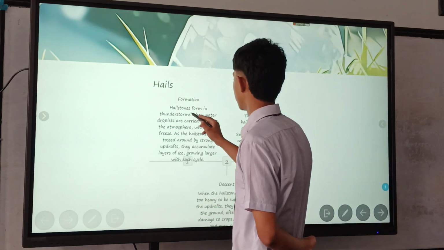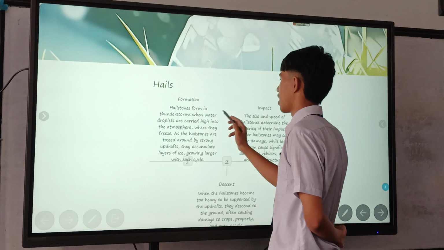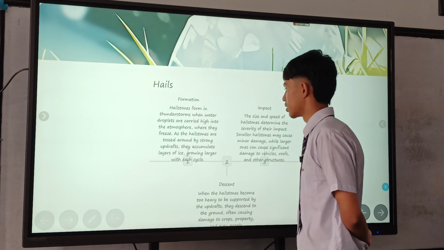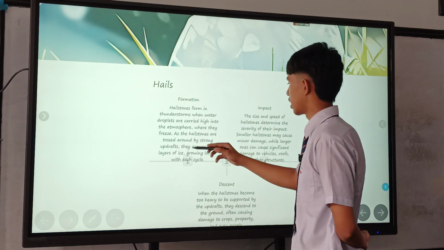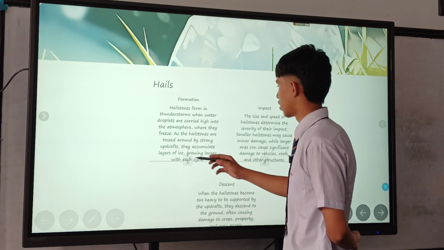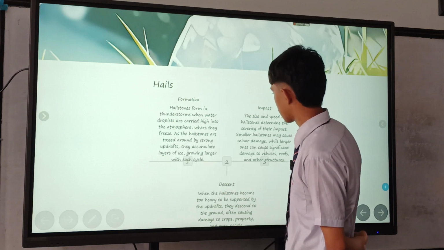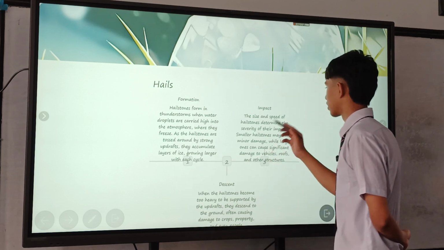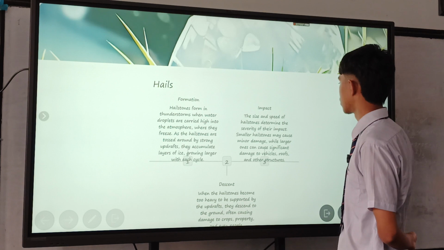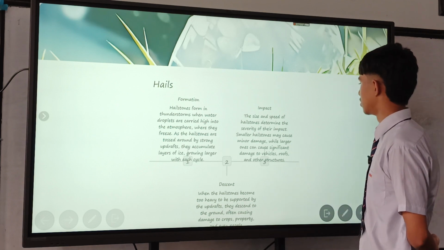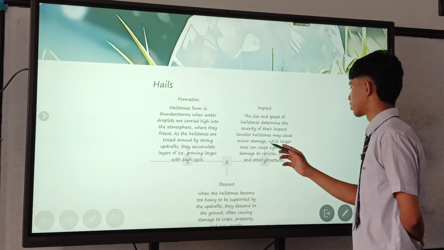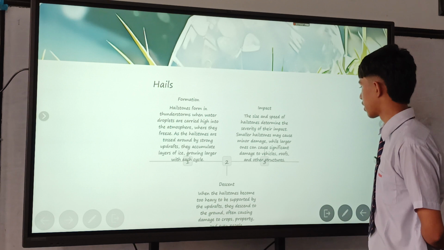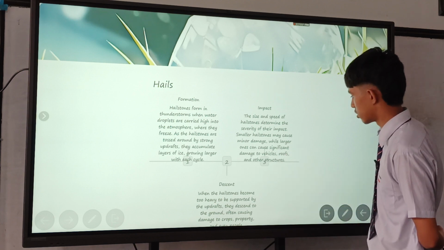Hails and formation of hailstones: from thunderstorms, when water droplets are carried high into the atmosphere where they freeze, as the hailstones are twisted around by strong updrafts. They accumulate layers of ice, growing larger with each cycle. Impact: the size and the speed of hailstones determine the severity of the impact. Smaller hailstones may cause minor damage, while larger ones can cause significant damage to vehicles, roofs, and other structures.